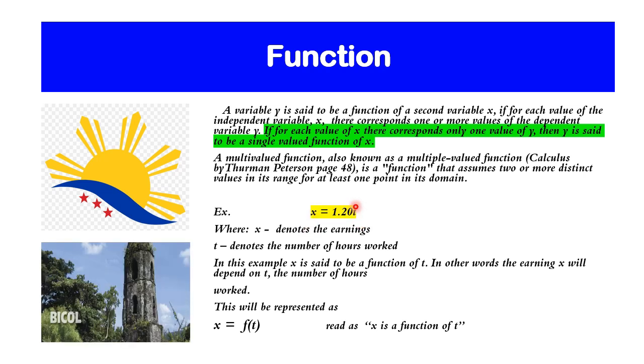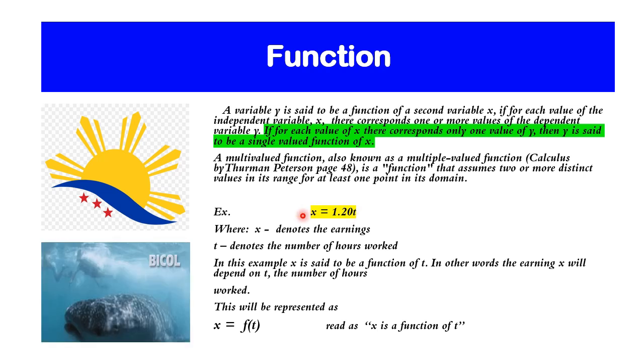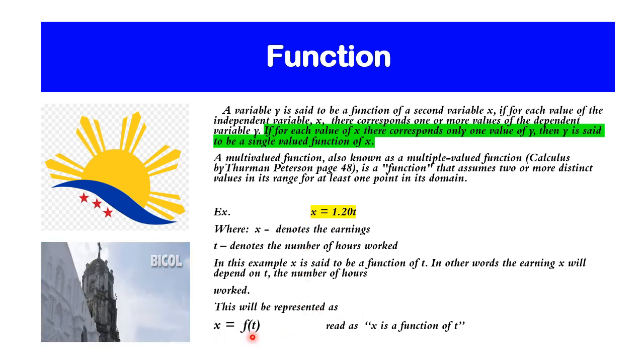Kapag maraming oras siyang nagtrabaho, mas malaki ang kikitain, mas malaki ang x. Kapag kokonti ang t, mas kokonti ang x. So ito po ay tinatawag na independent variable. At ito ay dependent variable. This will be represented as x is equal to f of t, read as x is a function of t.